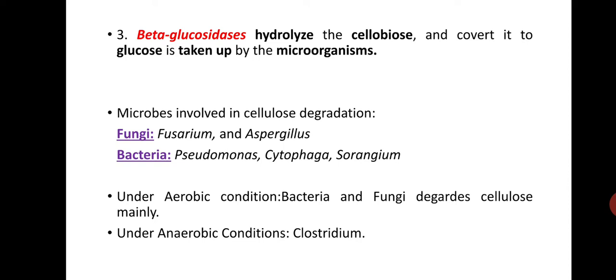I am repeating, in lignin it was fungi, but in this case it is fungi and bacteria both. Which fungi? If you remember easily, AF: Aspergillus and Fusarium. Bacteria, Pseudomonas, you always remember. Cytophaga is another one. Two examples are fine for both categories. So do remember students that we do have the process for aerobic and anaerobic conditions. For aerobic, it is the bacteria and fungi which degrade mainly, and for anaerobic it is Clostridium.